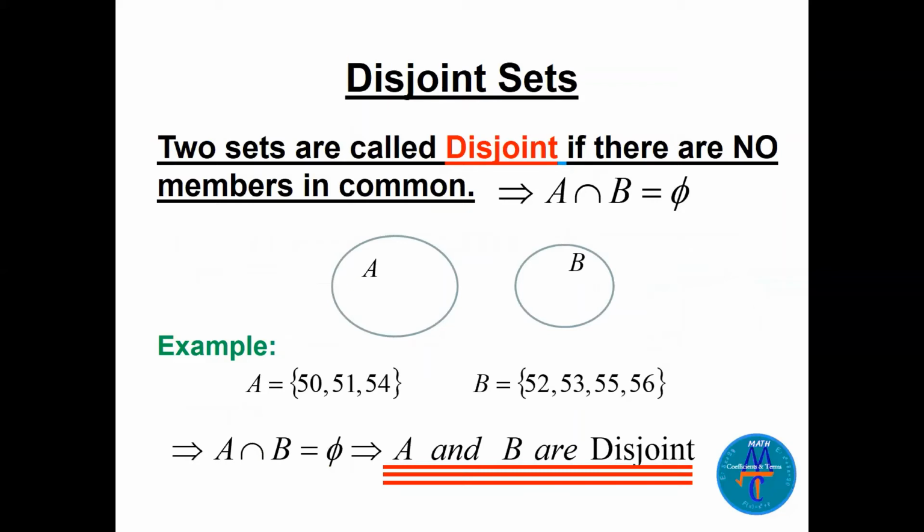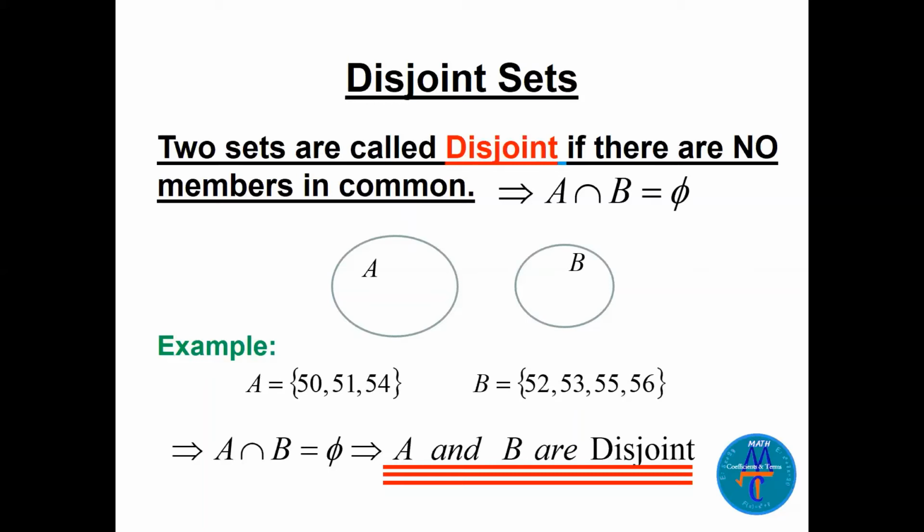Now, before the other examples, we have to understand the word disjoint. Definition: what is disjoint? Disjoint means not joint, no connection. Two sets are called disjoint in algebra if there are no members in common, no numbers in the intersection. That means the intersection is phi, or empty. Remember, the intersection only. If the intersection is empty, then we call the sets disjoint sets.